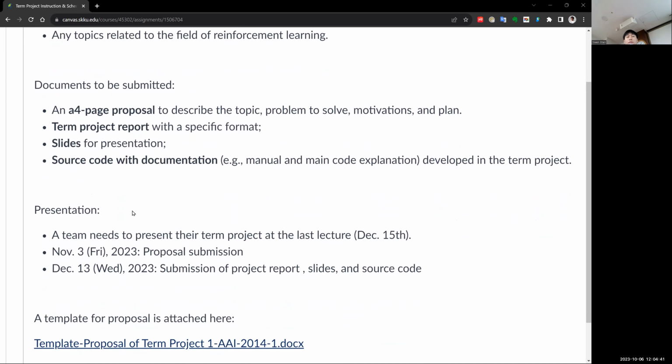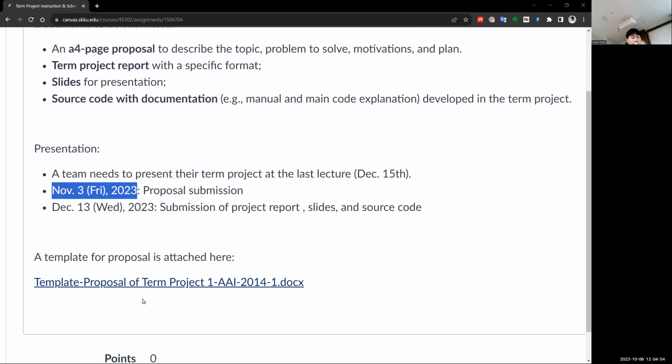Each team needs to present their term project at the last lecture, which is December 15th. The proposal submission day is November 3rd, Friday, after the midterm, the first week of November, next month. And the report submission is December 13th, which is Wednesday, the last week of this semester.